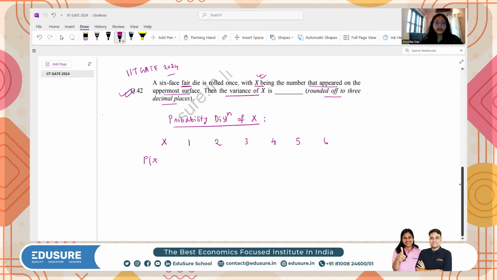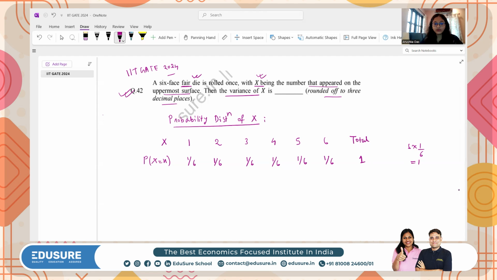Now, what is the probability of x taking these values? What is the probability that x takes the value 1? Since it is a fair die, it will be 1 by 6. It has 6 possibilities and every possibility has equal probability, right? So similarly for 2, the probability is 1 by 6, for 3, for 4, for 5 and for 6. And what is the total probability? If you add all these terms, it will come out to be 1. 1 by 6, 6 times. So 6 into 1 by 6 is 1 basically. And the total probability is 1, and this is the probability distribution of x.